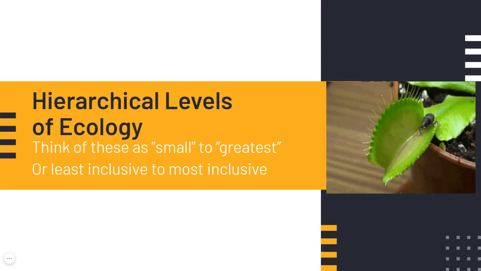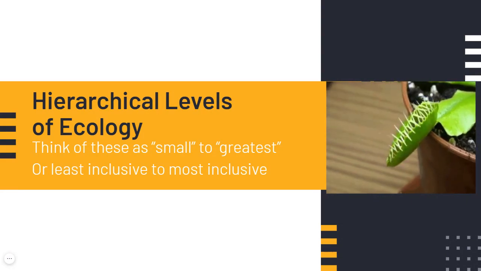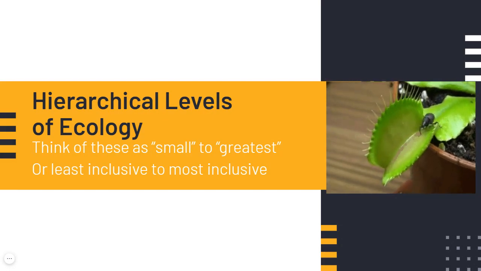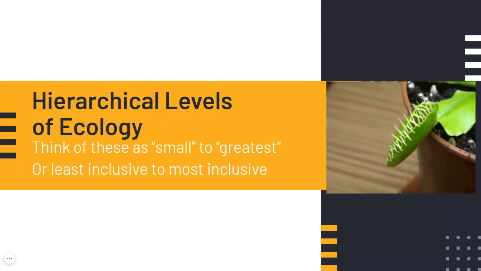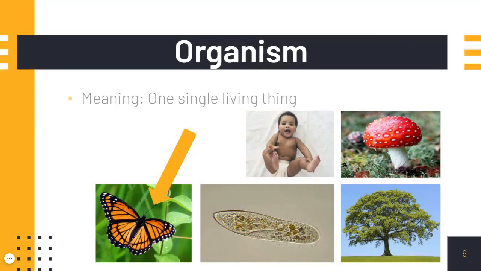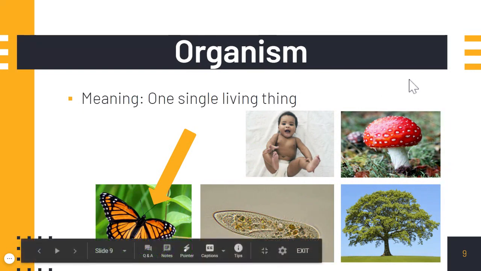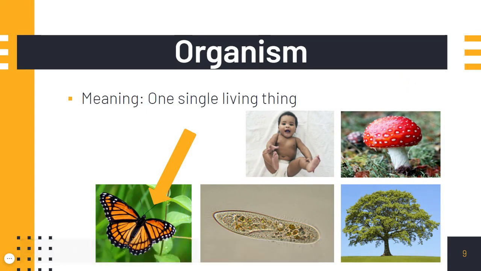Then I want to go through the hierarchical levels of ecology. So things that might seem small or more specific to large and most inclusive. Organism, one single living thing, not a one-celled. There are one-celled, that paramecium there in the middle. Here's a one-celled organism, but it can be a mushroom, a butterfly, a tree. Draw a picture in your notebook.